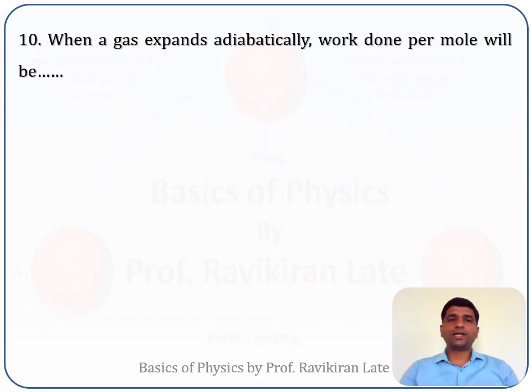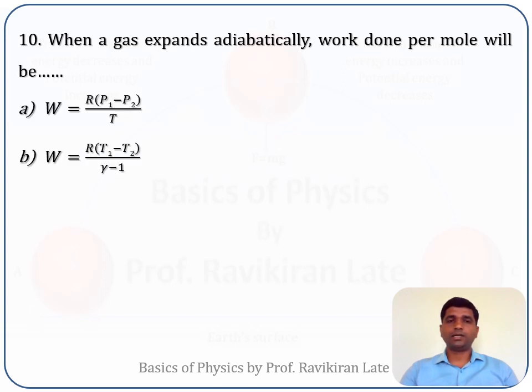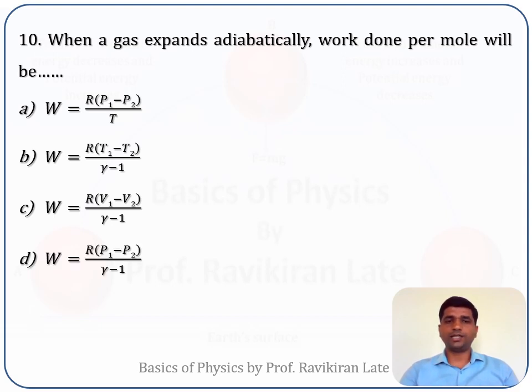Next question is, when a gas expands adiabatically, work done per mole will be: option A, R (P1 minus P2) upon T; option B, R (T1 minus T2) upon gamma minus 1; option C, R (V1 minus V2) upon gamma minus 1; option D, R (P1 minus P2) upon gamma minus 1.